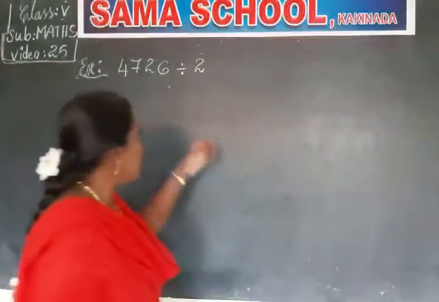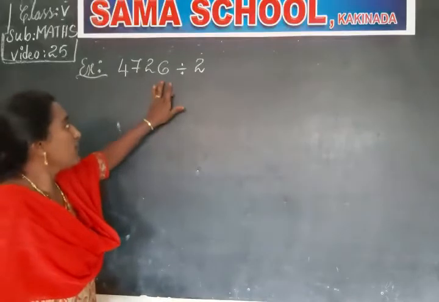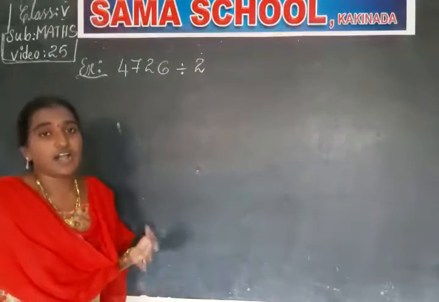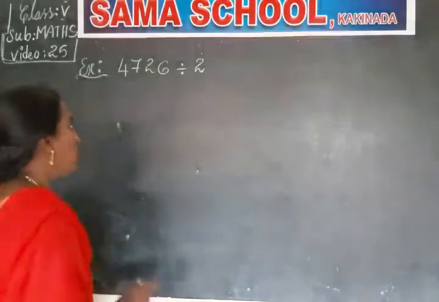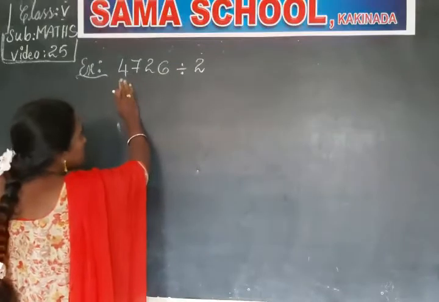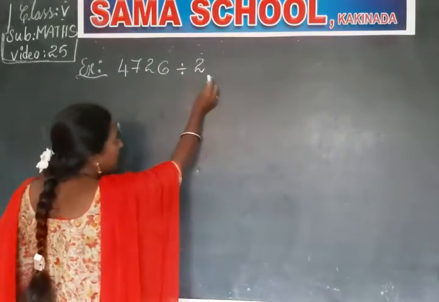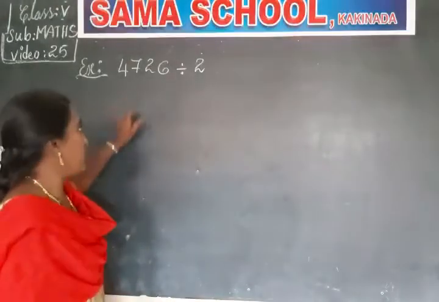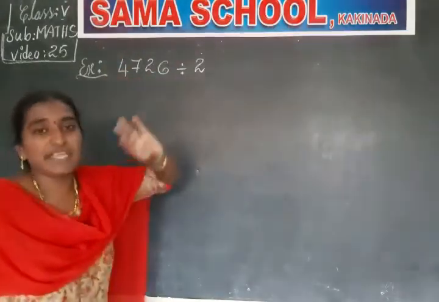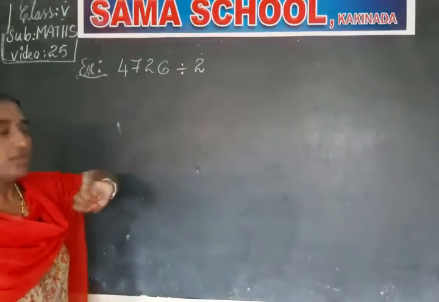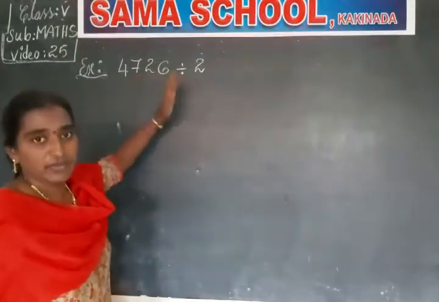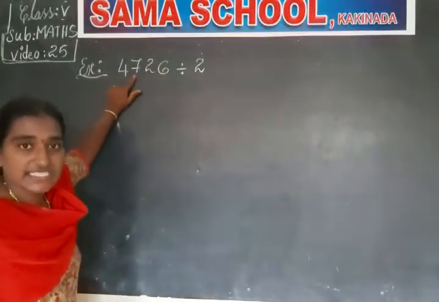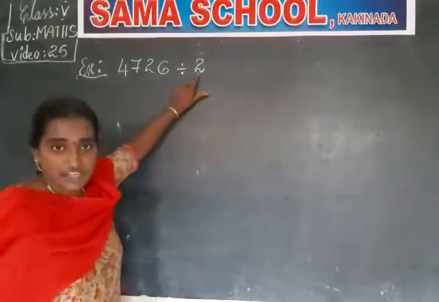Of course, the 2 table is very easy, but let me explain what method we have to use for division to get the correct answer, and after getting the answer, how to verify the solution also. Okay, first: 4726 divided by 2. You have to identify what the dividend is and what the divisor is immediately after seeing the question. Always the big number is called the dividend. Among these two numbers, the first number is the big number. So this is the dividend, and this is the divisor.